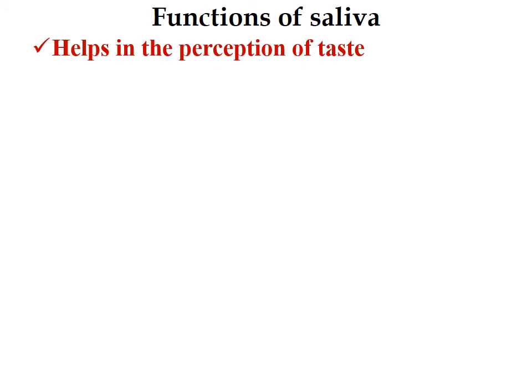Saliva helps in the perception of taste. The food materials first have to get dissolved in the saliva, then be presented to the taste buds for the perception of taste. Saliva also helps in the formation of bolus. When you take food materials in the mouth, they mix with the saliva and form a ball-like structure, called a food bolus. It is the food bolus which will then be swallowed into the esophagus and move forward.